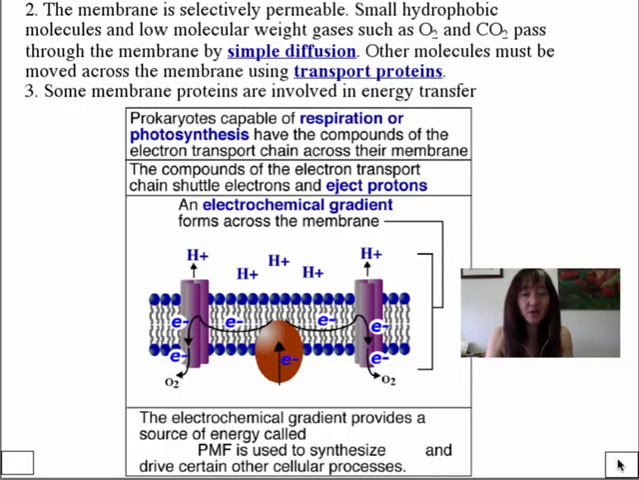So the electrochemical gradient provided by the proton motive force can be used to synthesize ATP and also to drive certain other cellular processes you might just want to jot down there, such as flagellar rotation and transport.